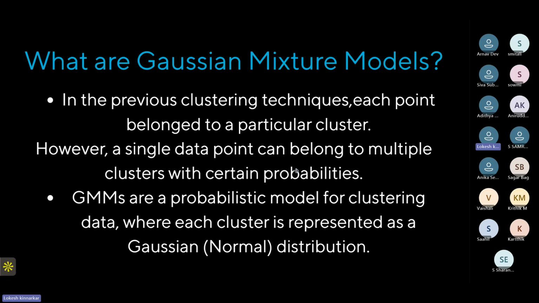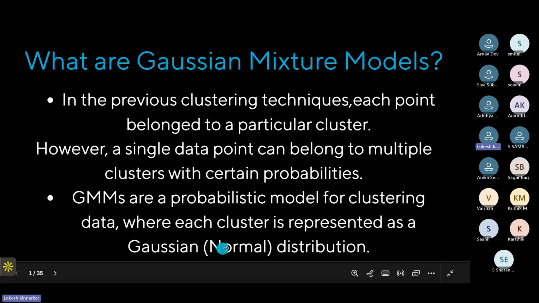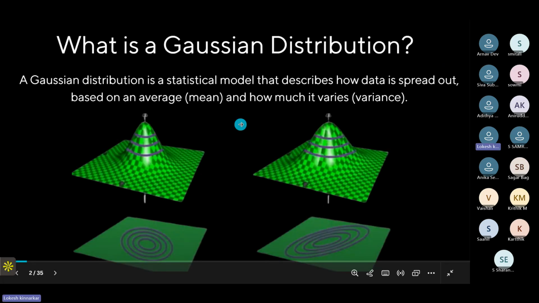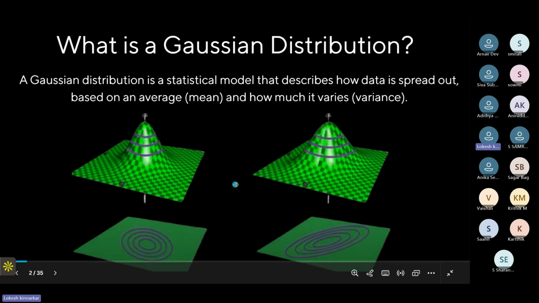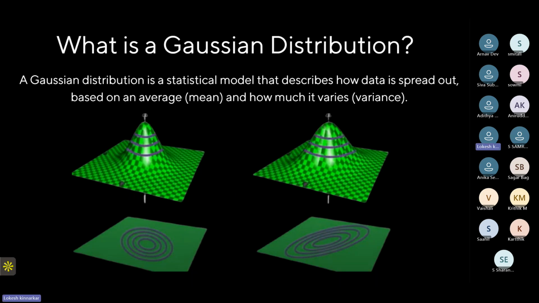GMMs are essentially a probabilistic model for clustering data where each cluster is represented as a Gaussian distribution. Since I've introduced this term, let us understand what exactly it represents. A Gaussian distribution is a statistical model that describes how the data is spread out based on the average and how much it varies. This is the Gaussian distribution in three-dimensional space. If you observe it from the top, you will get contour plots, which we will use as our clusters in two-dimensional representation.